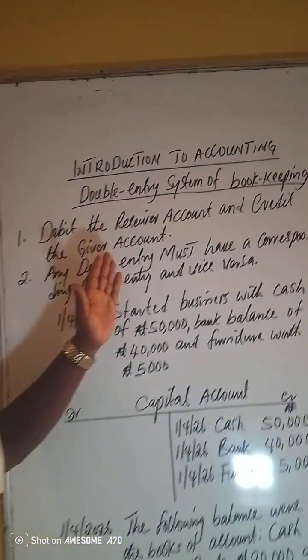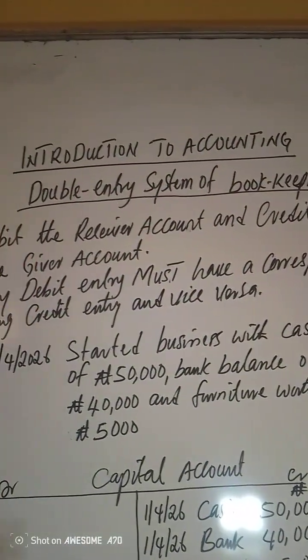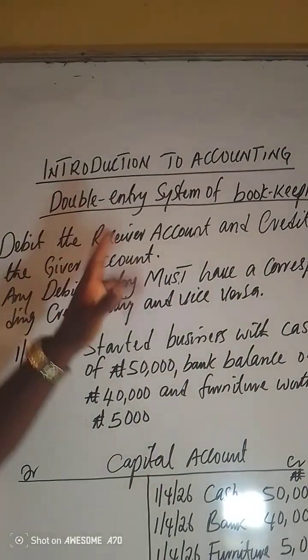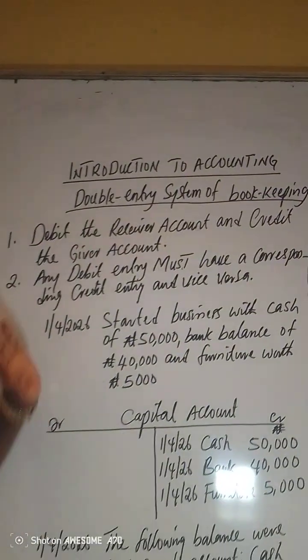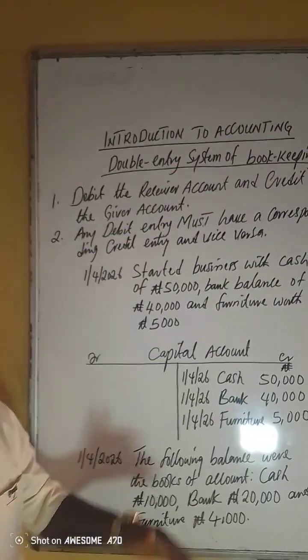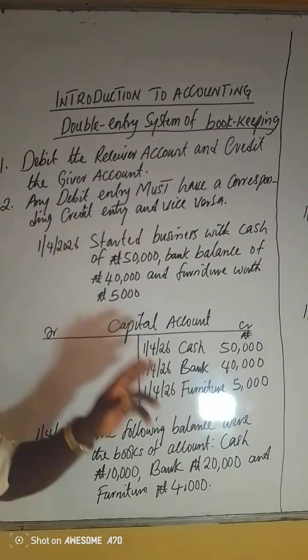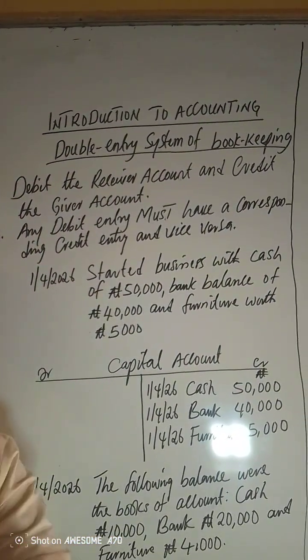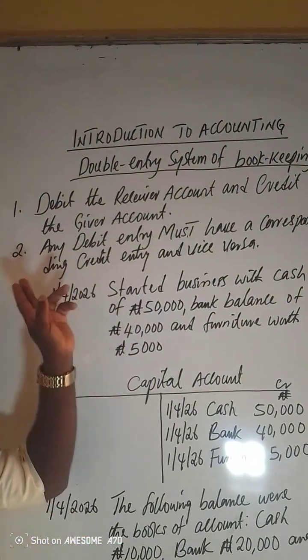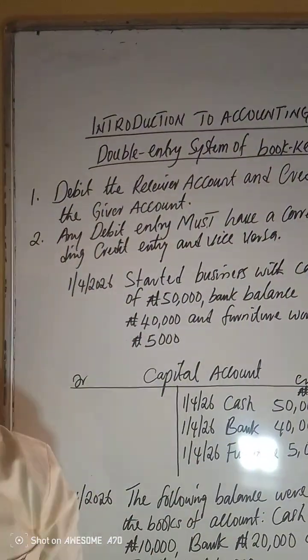In today's video, I'm going to introduce you to Introduction to Accounting, and the topic is Double Entry System of Bookkeeping. The Double Entry System of Bookkeeping, introduced by Luca Pacioli, has two basic principles. Number one principle is debit the receiver account and credit the giver account, while the supporting principle is any debit entry must have a corresponding credit entry and vice versa.